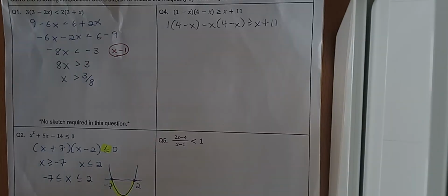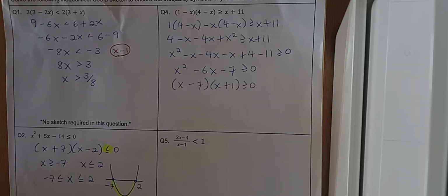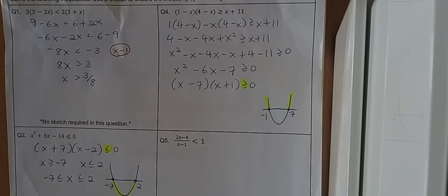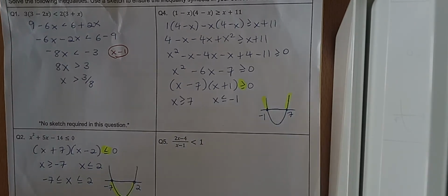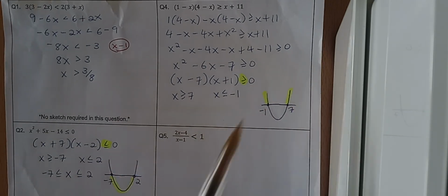Question 4, I have to just multiply out again and do a bit more rearranging. And I'm going to end up with x squared minus 6x minus 7 is greater than or equal to 0, which I factorise and then sketch and then highlight the required portion. And then I end up with x is greater than or equal to 7 because I'm going to the right of that, and less than or equal to minus 1 because I'm going to the left of that.